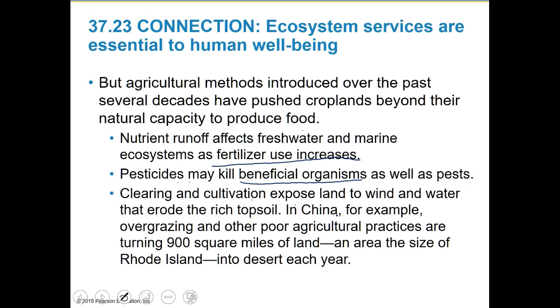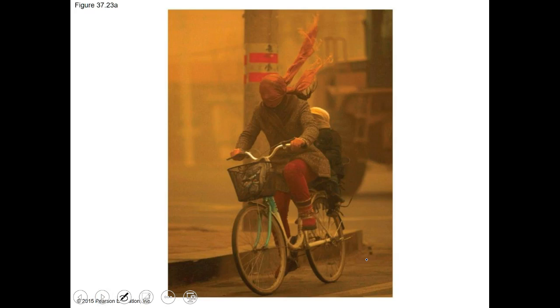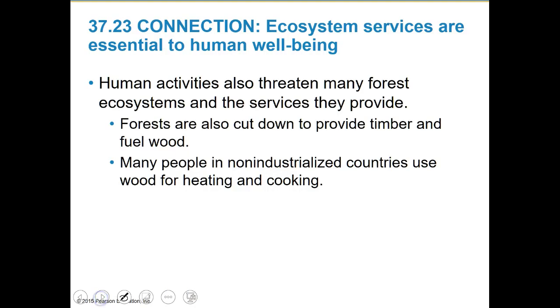In China, for example, overgrazing and other poor agricultural practices turned 900 square miles of land, about the size of Rhode Island, into desert each year. It's the sad part of this whole lecture. So then they have these sandstorms and windstorms that happen, and it kind of sucks.